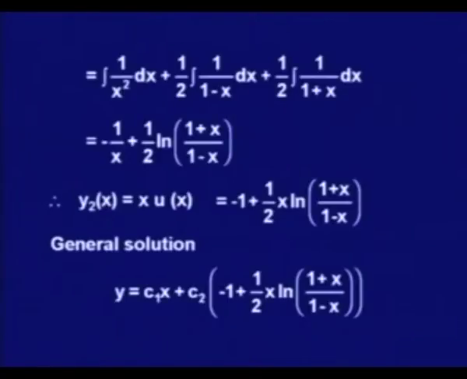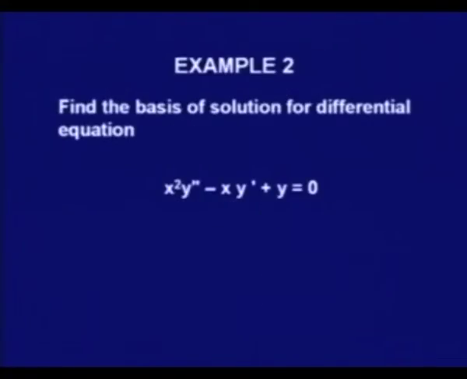So, given one solution x, we obtained the second solution, which is linearly independent of this solution, and we obtained the general solution. Let us try one more example here.